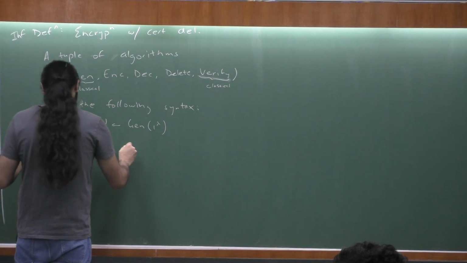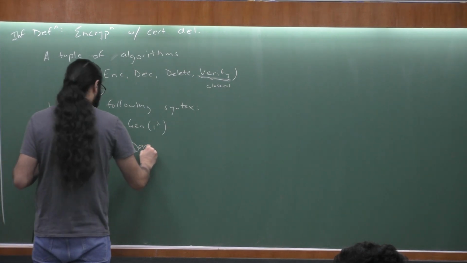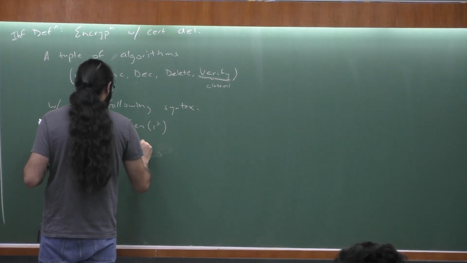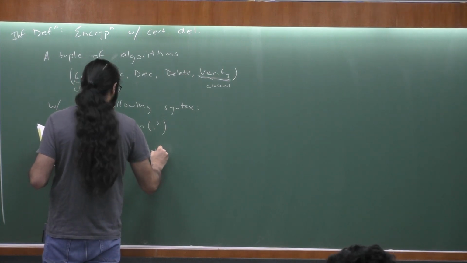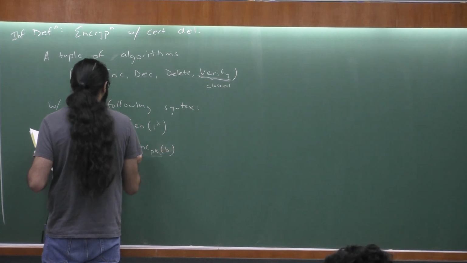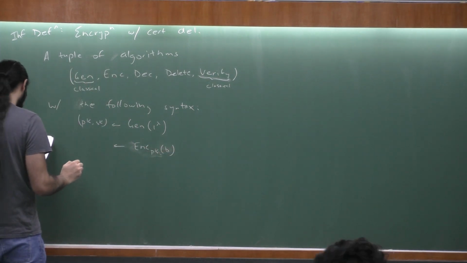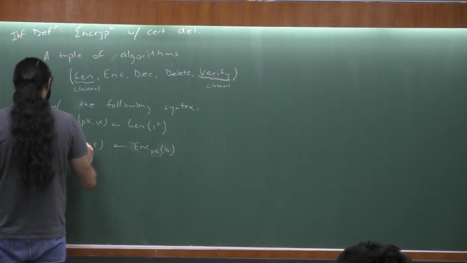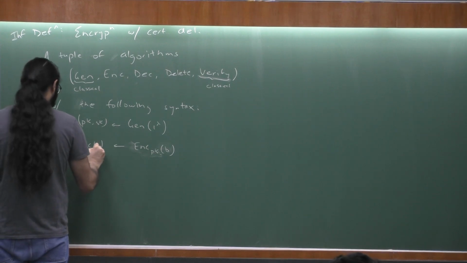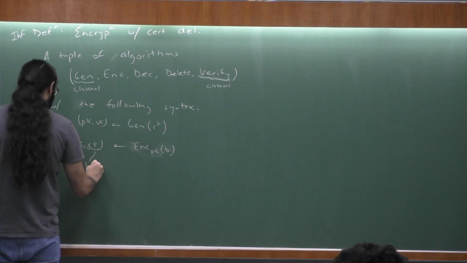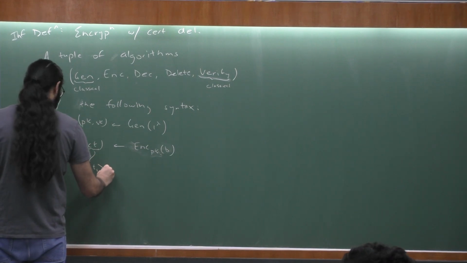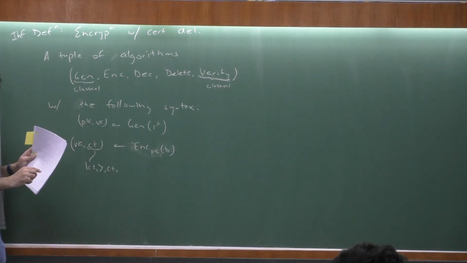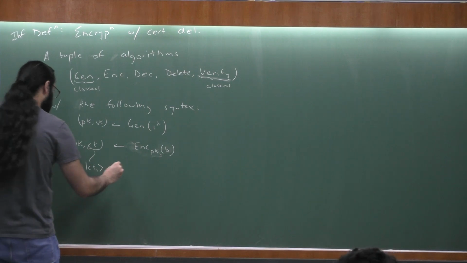Let's start with encrypt. We are going to look at encryption of a single bit, and one can generalize it to longer messages. So encryption of a single bit outputs VK, CT. VK is the verification key, and CT will have the following format: one part which is quantum, and one part which is classical. Everything except for this CT is going to be classical. So this is encrypt.